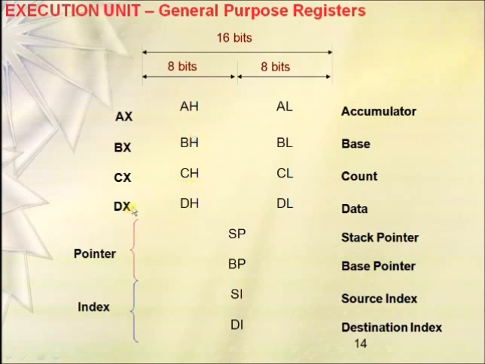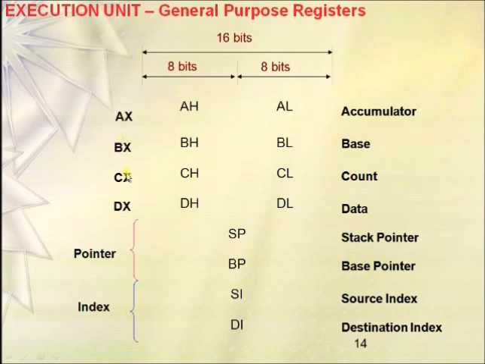And then DX is a data register, which is again used for holding temporary data, and this DX register is called the extended accumulator. Whenever AX is insufficient for holding the result, the extra result is stored inside this DX. That is why it is called the extended accumulator. This register is also used in input-output port transactions.